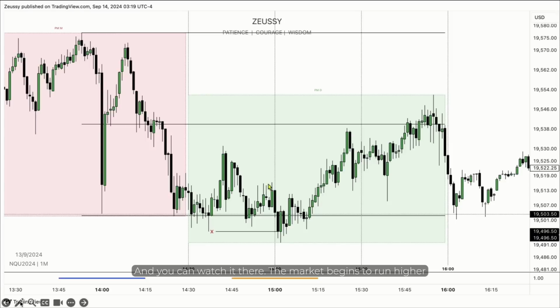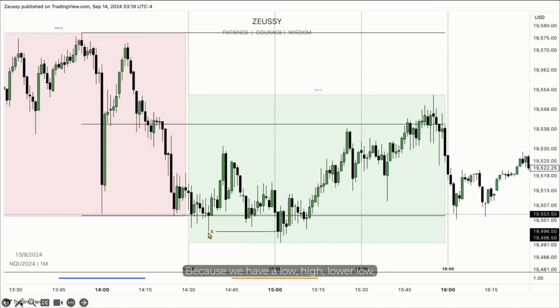The market begins to run higher and notice that it engineers buy side liquidity here between 3 to 3:30 p.m. in advance of equilibrium of that previous cycle range. Notice that we traded above the high of that first 30-minute cycle. This upclose candle is that high. This upclose candle is also a bullish breaker.